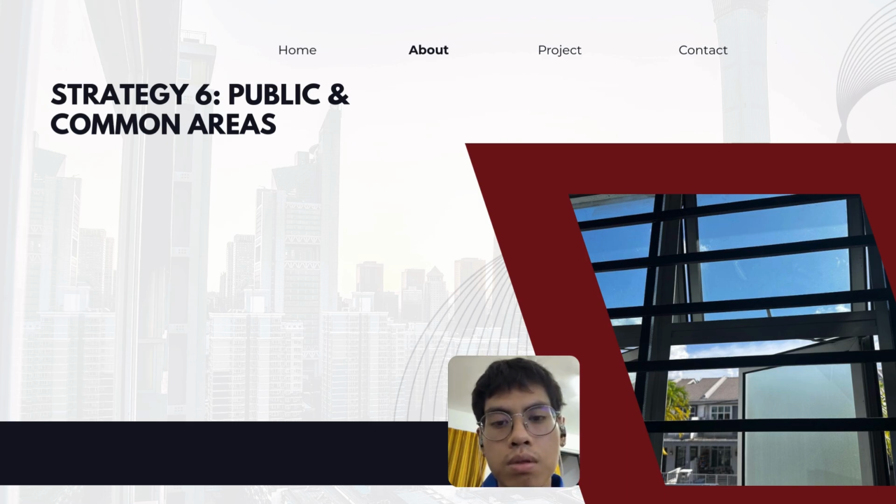Now moving to strategy 6, which is public and common areas. Similarly to strategy 1, we also focused on two things, and the first one would be the windows, and the strategy to be used is to do cleaning and seal inspection. So to clean the glass, inspect the seals and latches, and then reseal if necessary. The frequency to do this is to do the cleaning quarterly and to do the inspection at least annually.